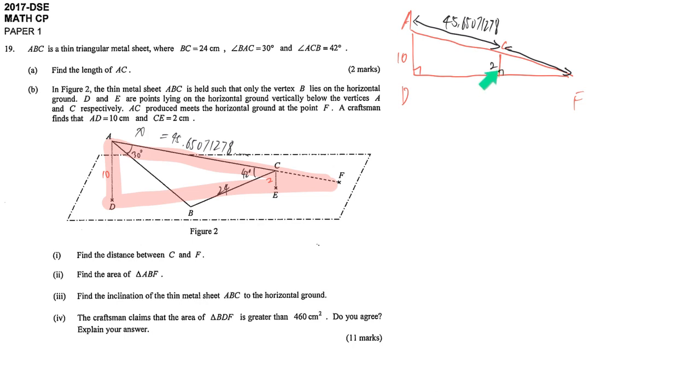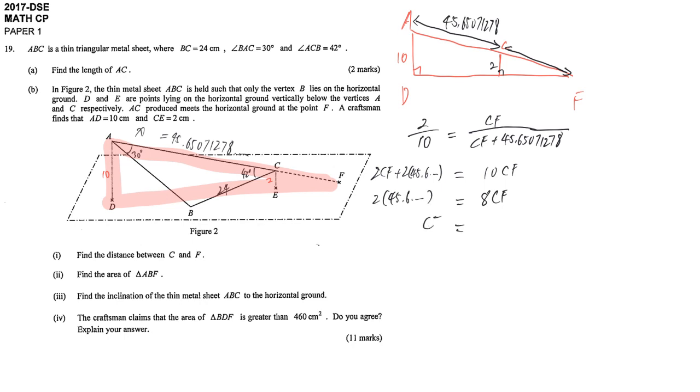So we are going to use similar triangles. 2 to 10 should equal CF to the whole length, that means A to F. So this is CF plus extra 45.6507128. And then you just solve for CF. Or in short, this is 1 to 5, that means this section is 1 to 4. You may just simply use this value, divide by 4, you also get the answer. So just like what I mentioned, just simply divide by 4. CF is equal to 11.4126782.